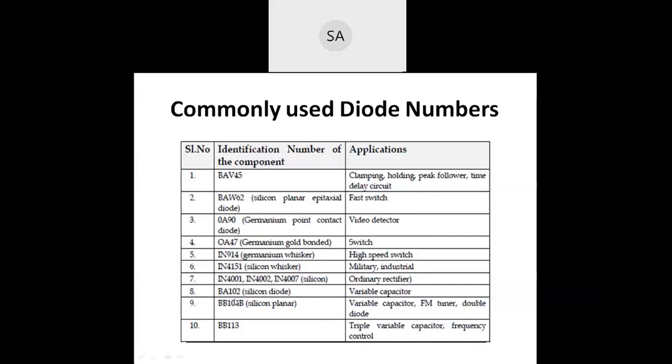And BA102 silicon diode can be used in applications of variable capacitors. And BB104B silicon planar can be used in applications such as variable capacitors, FM tuners and double diode. And BB113 is for applications of triple variable capacitor frequency controls. So these are the identification numbers of the components, and the diodes can be identified by using this numbering. And these are the applications of these diodes where we are using them.